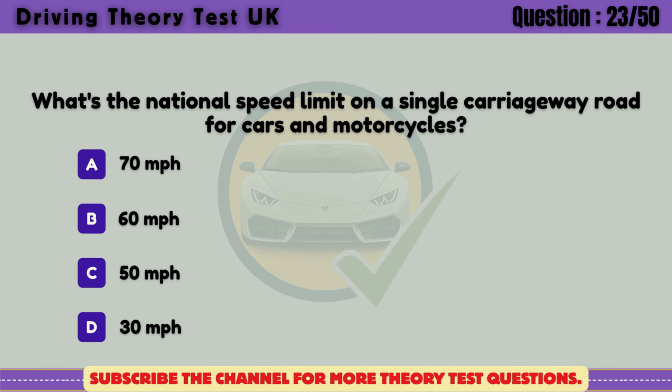Question 23. What's the national speed limit on a single carriageway road for cars and motorcycles? Option A. 70 miles per hour. B. 60 miles per hour. C. 50 miles per hour. D. 30 miles per hour.